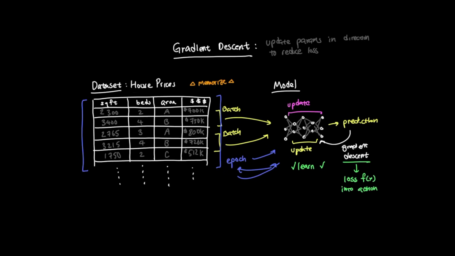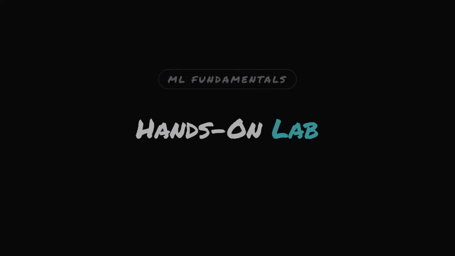To summarize, gradient descent is the method that turns the loss function into action. The loss tells the model how bad its predictions really are, and gradient descent tells the model how to update its parameters to make that loss smaller.